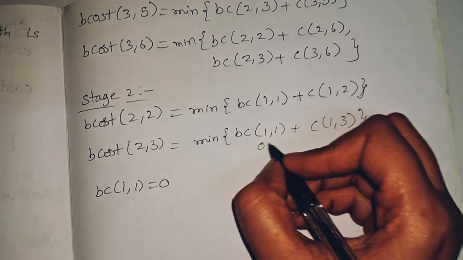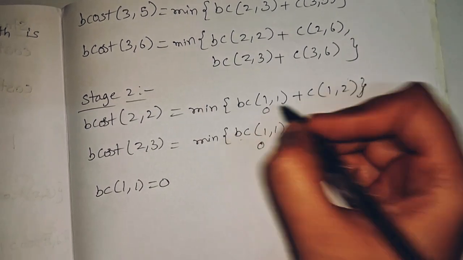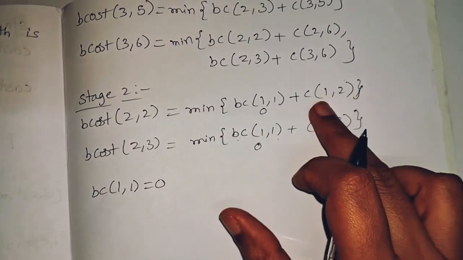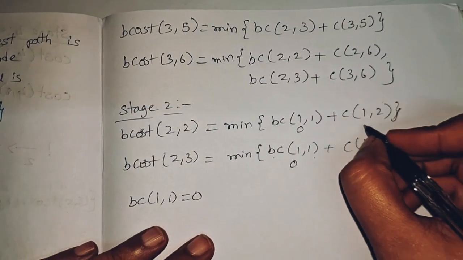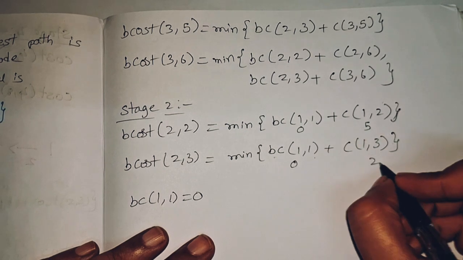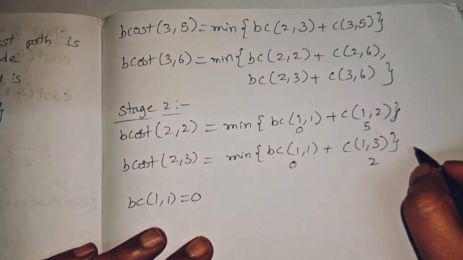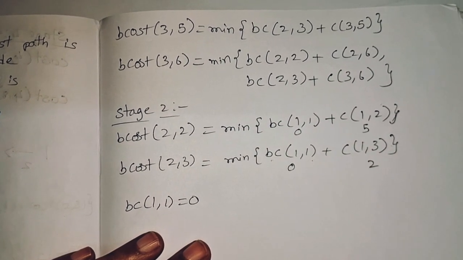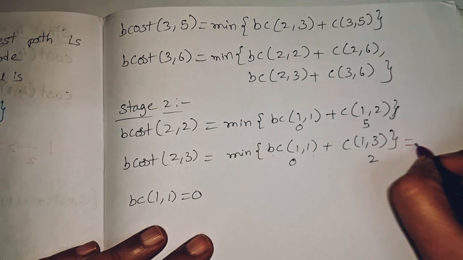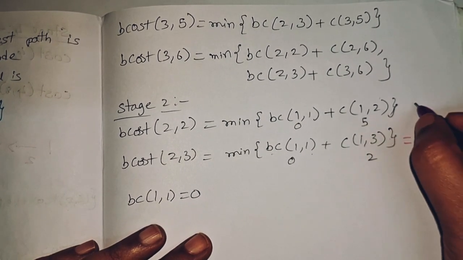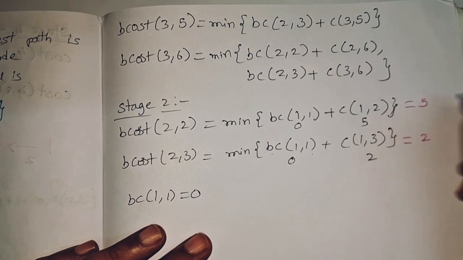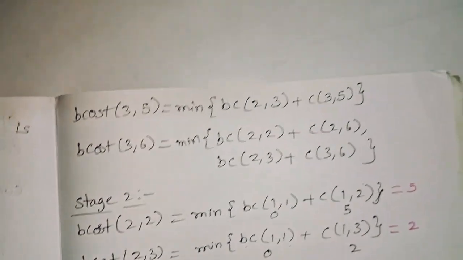Okay, now we will substitute this here. Backward cost of 1 comma 1 is 0, here also 0, and C of 1 to 2 is 5 and 1 to 3 is 2. So backward cost of 2 comma 3 equals 2, and 0 plus 5 is 5. So 5 and 2.